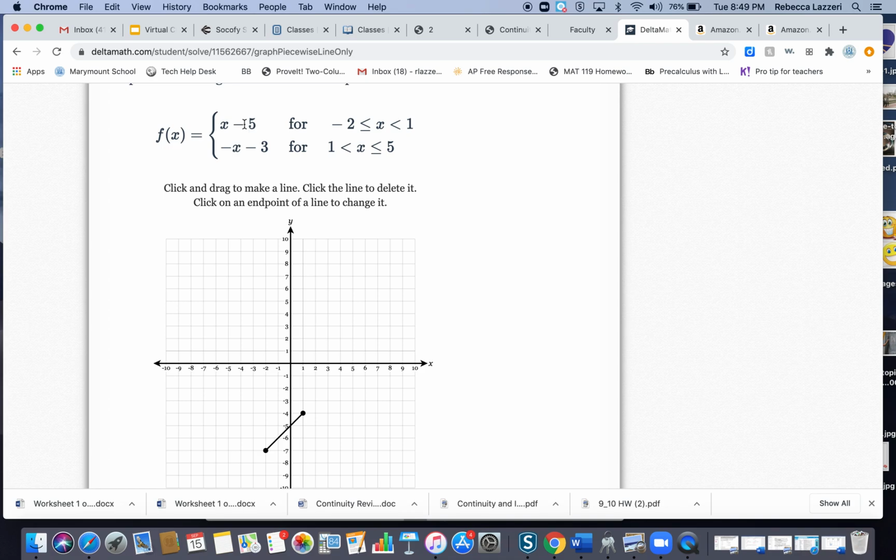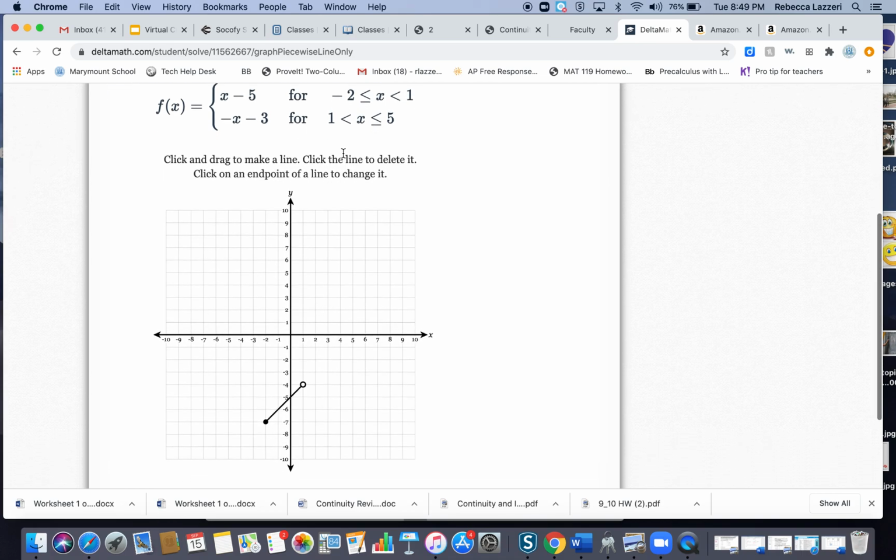Then I have to look at my endpoints. This is less than or equal to, so it actually equals (-2, -7). This one is x is less than 1, which means like right before 1, like 0.99999. So what I do is I go right up to 1, fill it in, get -4, but I have to leave it open. So you click on it to leave it open.